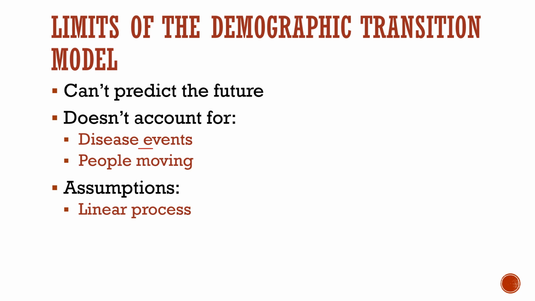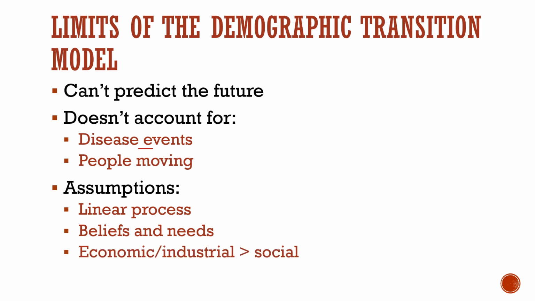So it indicates a linear process. We're moving from stage 1 to 5, not moving back and forth. It doesn't indicate beliefs or needs or how that impacts the population, or look at the economic or industrial side of things versus the social side. So it's mainly just based on resources being available, not so much social interactions, thinking about biases and various aspects that go along with that, like religion or things like that can impact the growth, or again, that immigration or people moving in to the population.